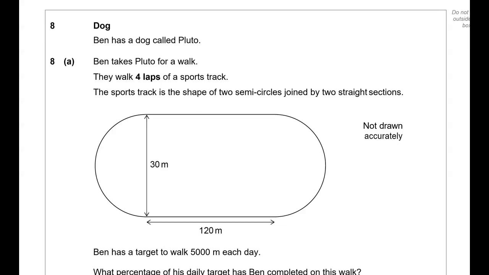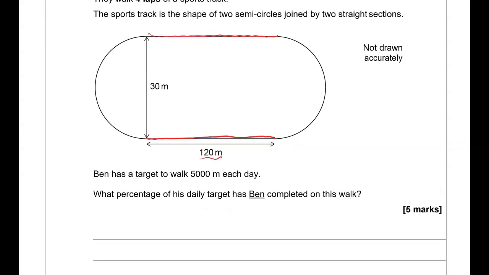So we've got these 2 straight lines that are 120 meters each. So 2 times 120 gives us 240 meters. Now we need to work out the length of these semicircles. If I join them 2 together, it will make a full circle. So if we work out the circumference of the circle, that should help us a lot.